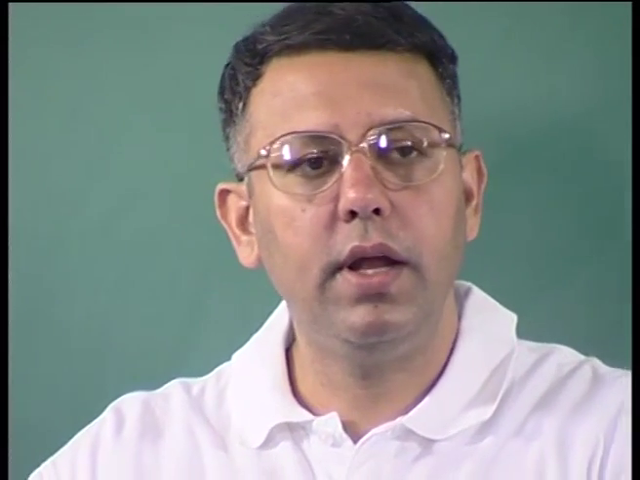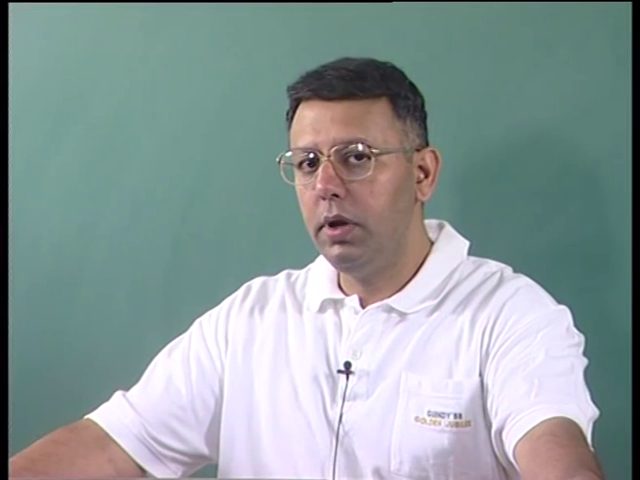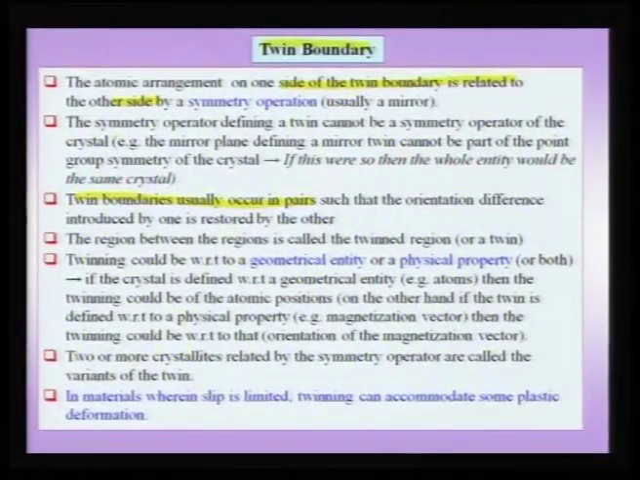We had earlier noted when defining a crystal that a crystal can be defined with respect to a geometrical entity, a physical property, or a combination of both. Therefore, when you are talking about a twin, which is again a concept which invokes symmetry, like the crystal, you could have a twin boundary, a mirror twin for example, which could be reflecting a physical property or which could be reflecting atomic positions. Therefore, you could have a twin boundary which is with respect to a geometrical entity or a physical property, or in very special cases we can even visualize a twin boundary which is with respect to both the geometrical entity and the physical property. Now, two or more crystallites related by the symmetry operator are called variants of the twin.